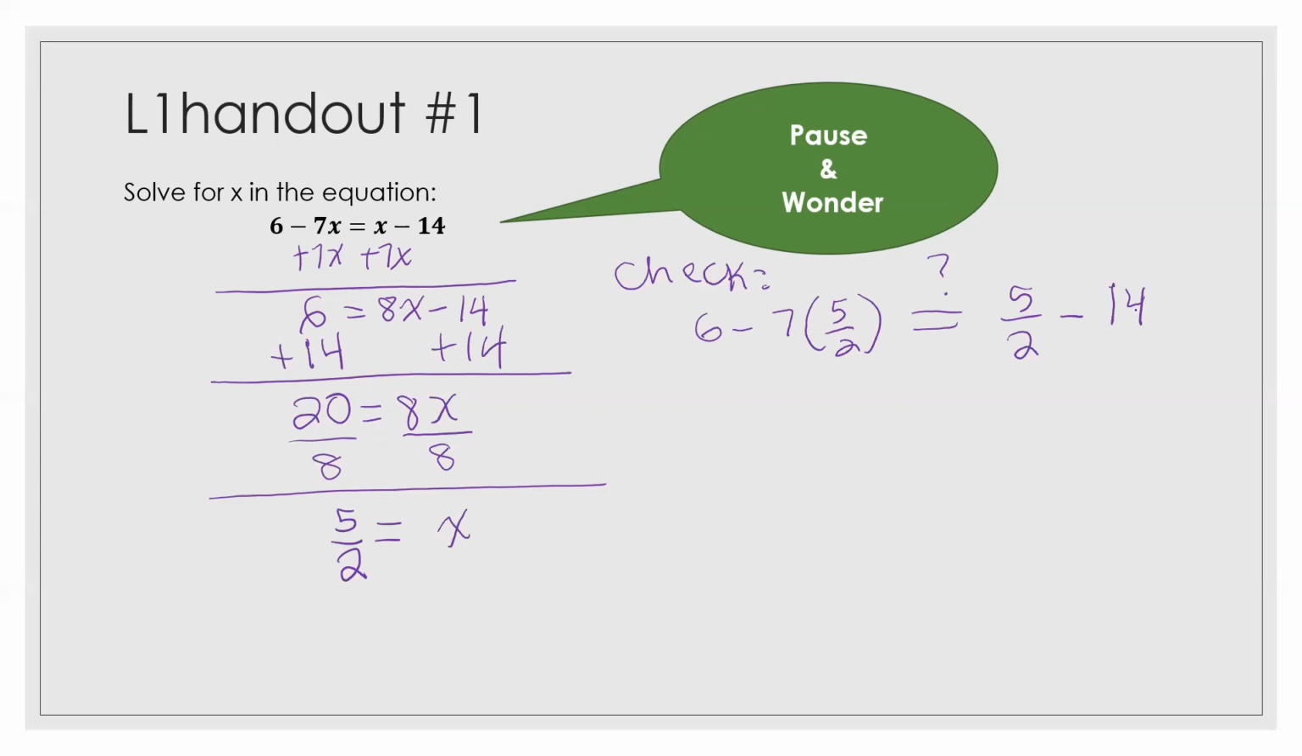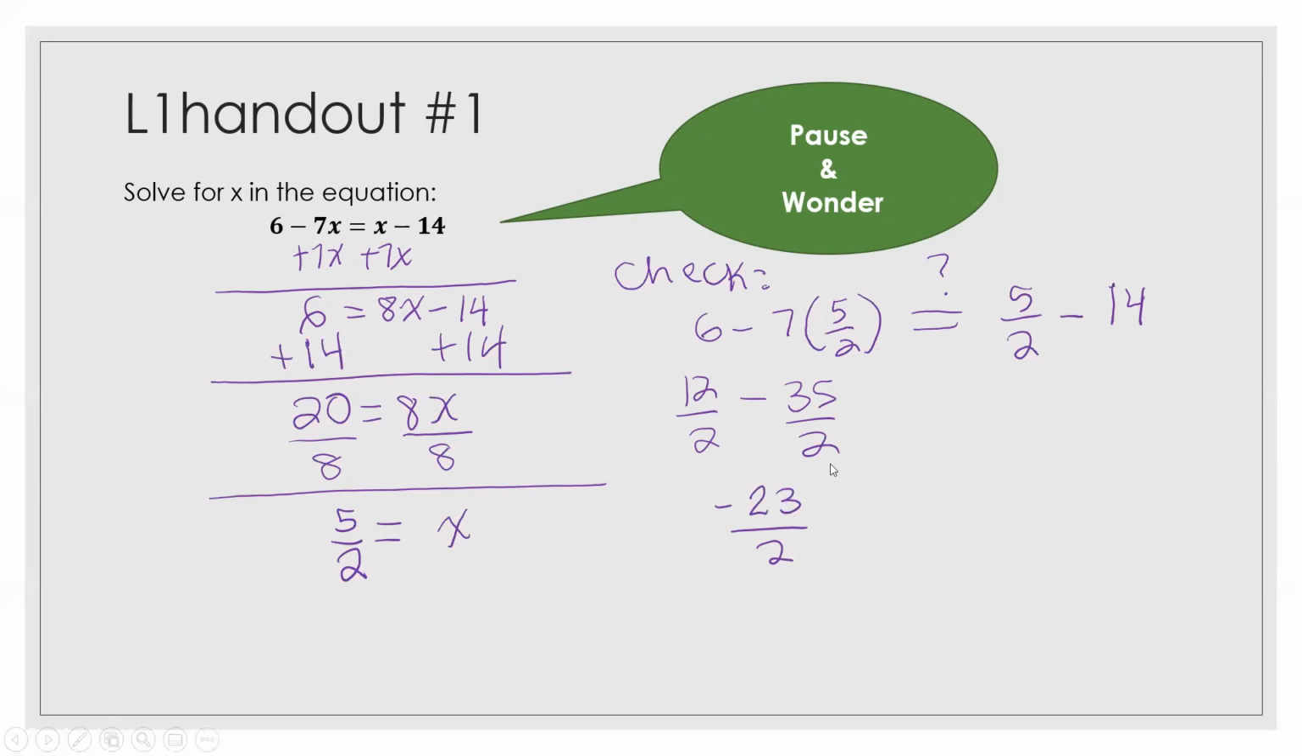Okay, here we go. Multiply first, right, on the left-hand side. So I have negative 35 over 2. 6 is the same as 12 over 2. What I really have on the left-hand side, common denominator, keep the same. 12 minus 35 is negative 23.